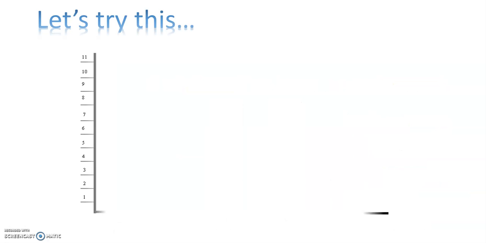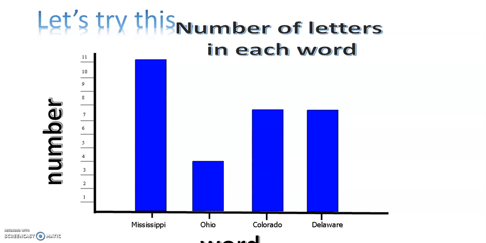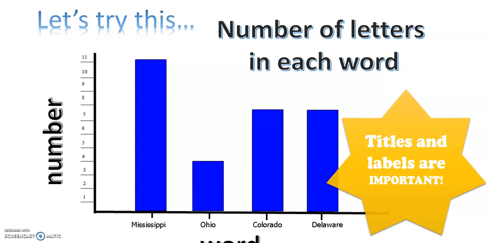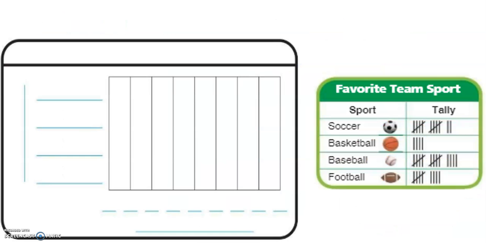All right, I'll tell you. Here's our graph again. Oh, my video doesn't show you. The bottom part there says word, number, and my title says number of letters in each word. So the word Mississippi has 11 letters. The word Ohio has 11 letters. That's what I was graphing. So you see that titles and labels are important.